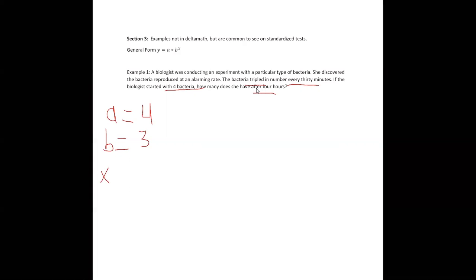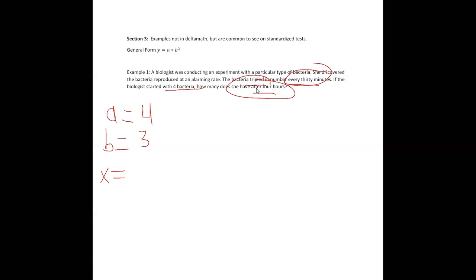But here's where we have to be careful with a problem like this. Your X is your time, but you don't want to just put 30 minutes or 4 hours, because that's how long we're looking at it. When you find your time, you really are thinking about how many times this is going to happen. How many times is it going to triple? So if it triples every 30 minutes and you're looking at this bacteria for 4 hours, you really need to figure out how many times 30 minutes would happen in 4 hours.